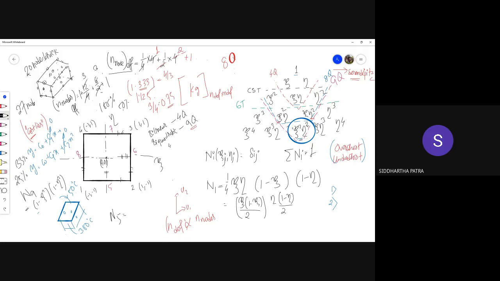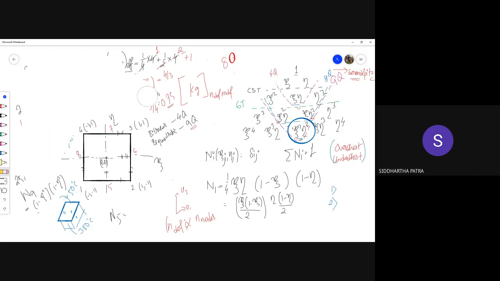So now let us go back to the discussion of the 8-noded brick element. I'll have to have the Pascal's triangle, so I'll just erase a few of the things. Now with the 8-noded brick element, it becomes a challenge. How do you construct the shape functions?